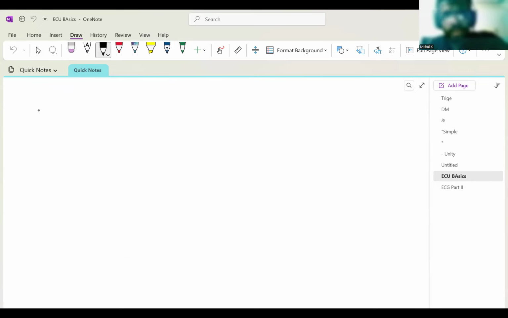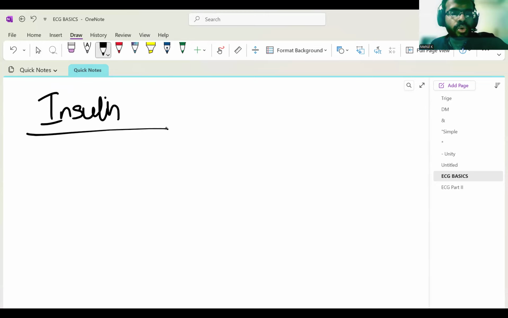So we are going to be discussing normal insulin secretion. I hope the screen is now visible. Normally in you and me, our insulin level is never zero. You always have a little bit of insulin in your body, in your bloodstream, even while you are fasting.